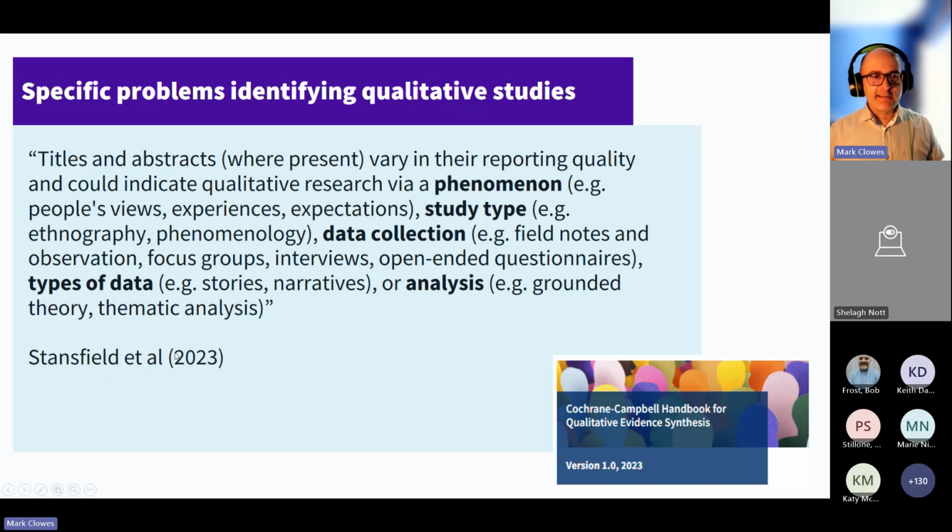And that quotation, incidentally, is taken from the chapter I worked on with Claire Stansfield from the new Cochrane-Campbell handbook. Bob mentioned it earlier. You can already access that chapter online if you're a Cochrane member. It'll be published in full, I think, later this year.